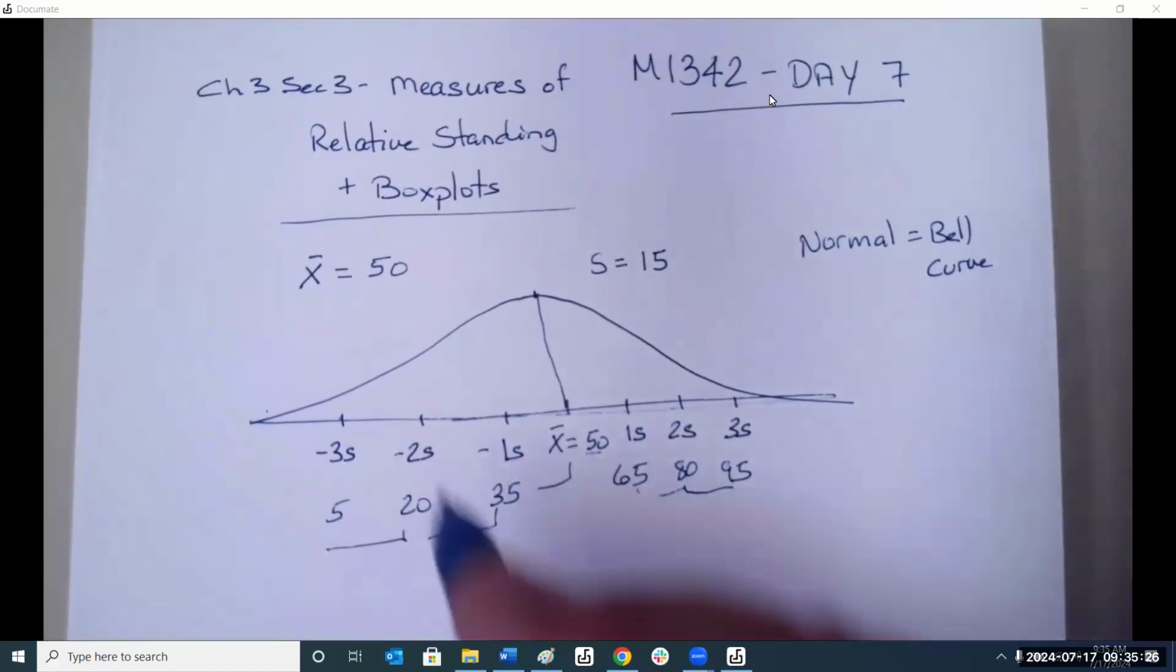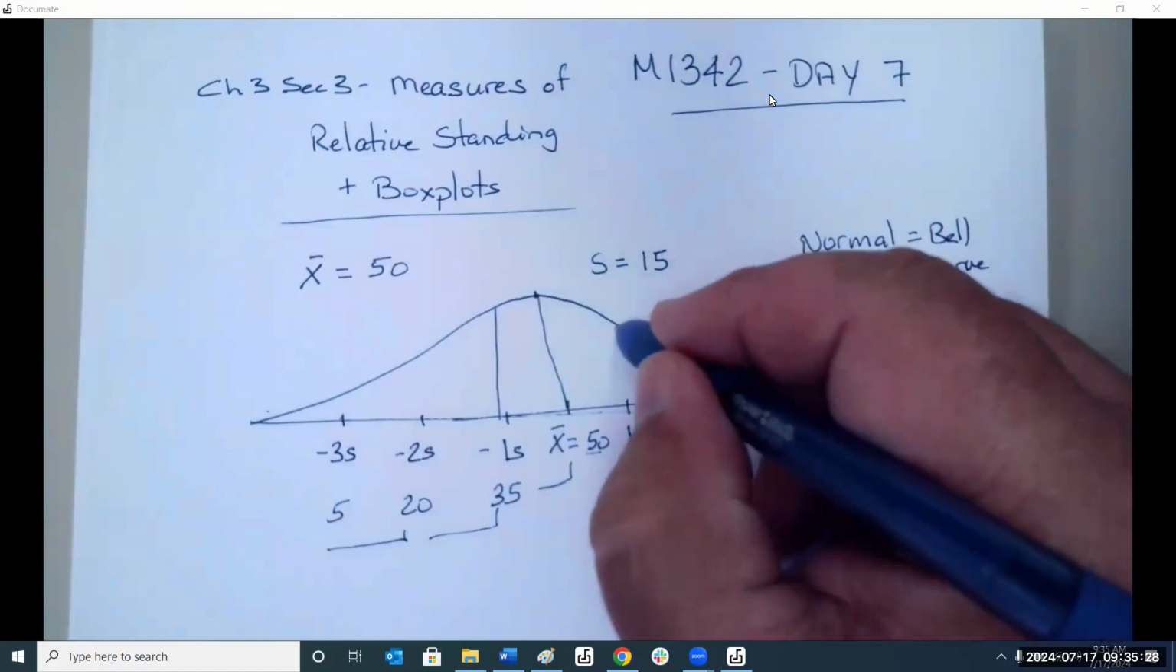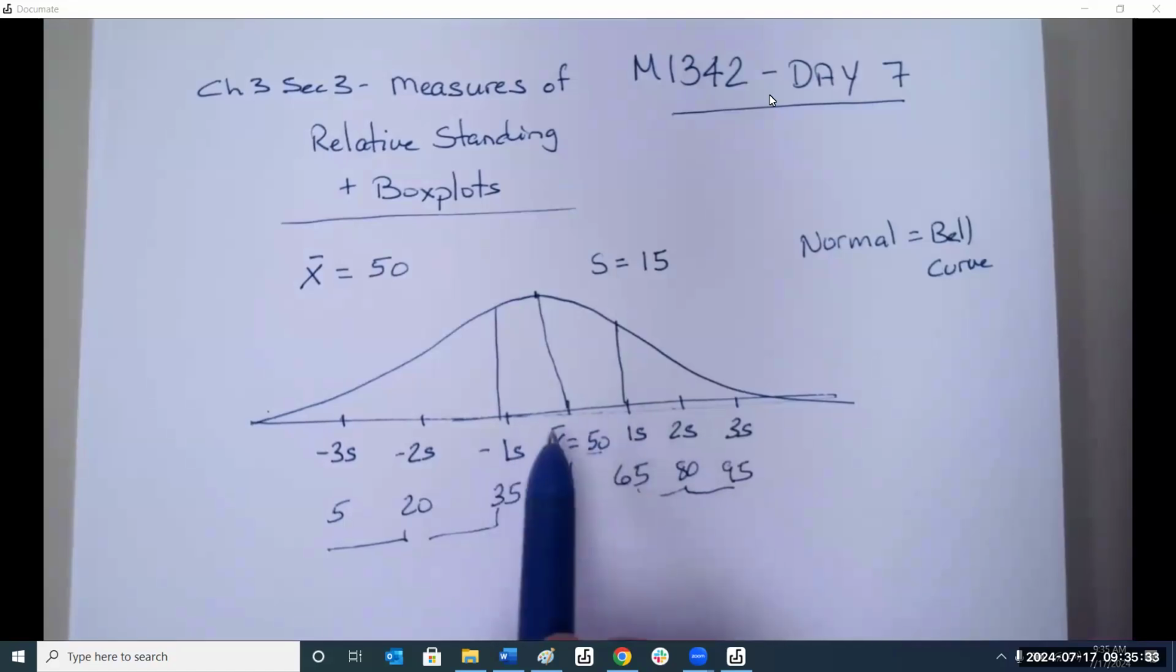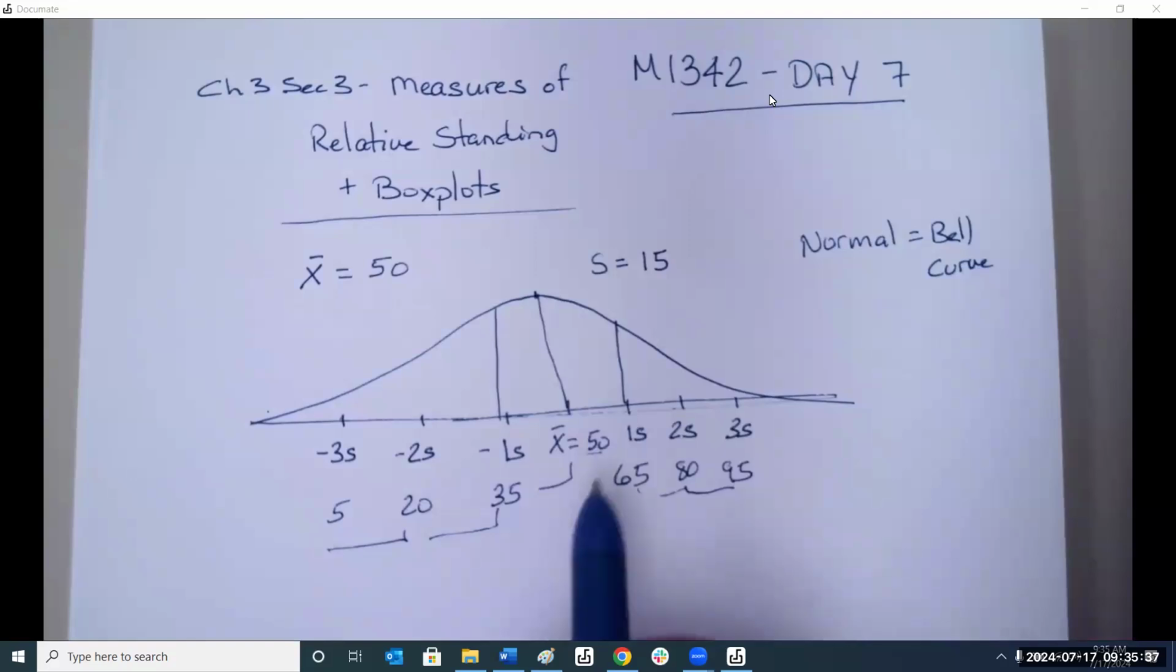So each of those standard deviations represents the amount of data that's within. So within one standard deviation, how much percentage of data is in there? At one standard deviation.